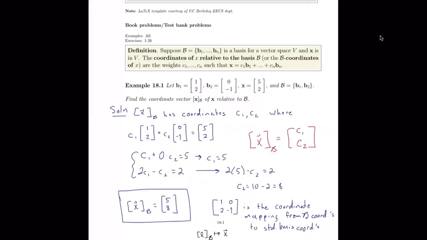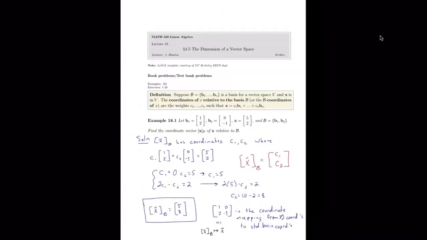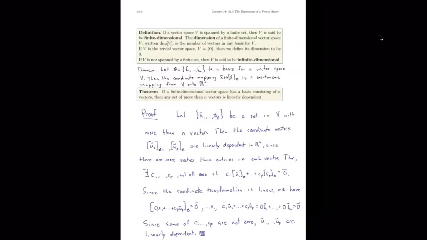So that coordinate transformations are, at least this type of coordinate transformation is a linear transformation. And that's a useful tool in what's to come.